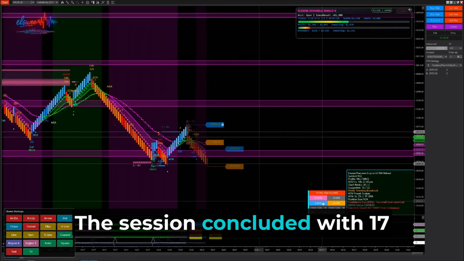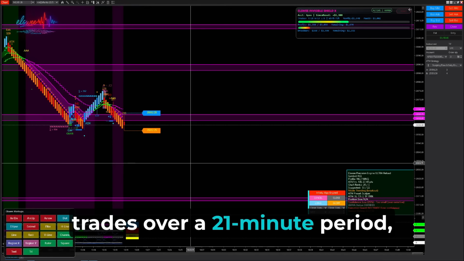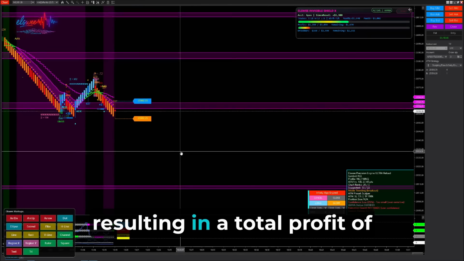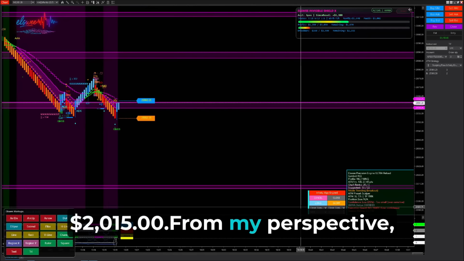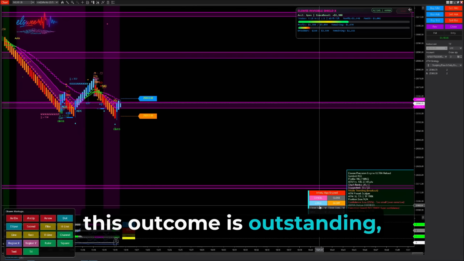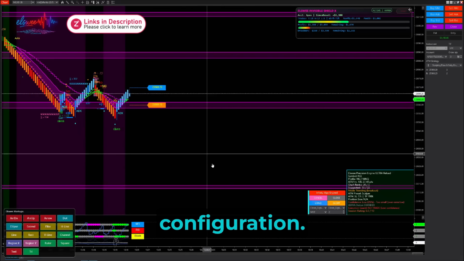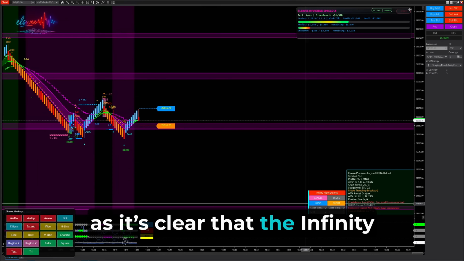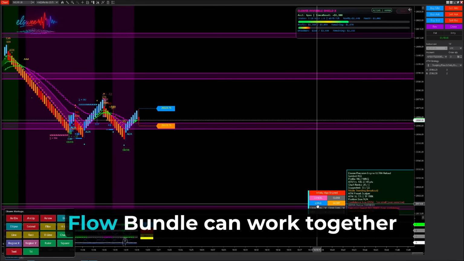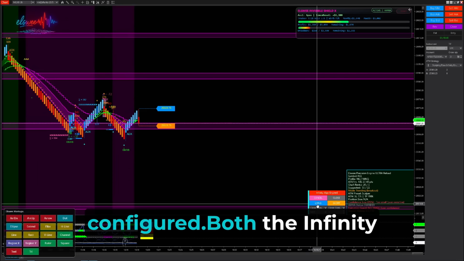The session concluded with 17 winning trades and 7 losing trades over a 21-minute period, resulting in a total profit of $2,015. From my perspective, this outcome is outstanding, especially considering that this is still an early-stage configuration. I'll continue refining this combination, as it's clear that the Infinity Engine and the Elswee Scalping Flow bundle can work together effectively and show strong potential when properly configured.